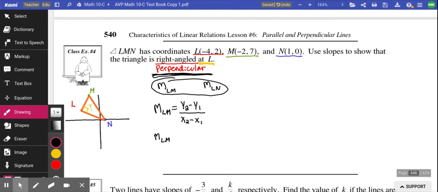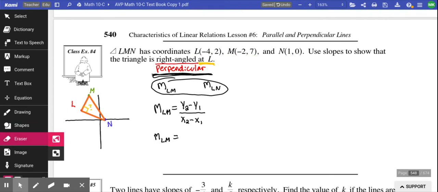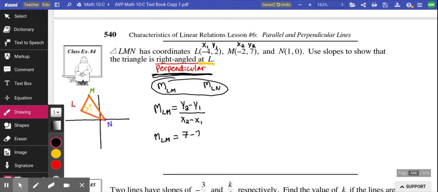I'm just going to erase those so it cleans it up a little bit. I'm going to say that this is x1, y1. This is x2, y2. So this would be 7 minus 2 divided by negative 2 minus negative 4. The slope from L to M is 5 over 2.